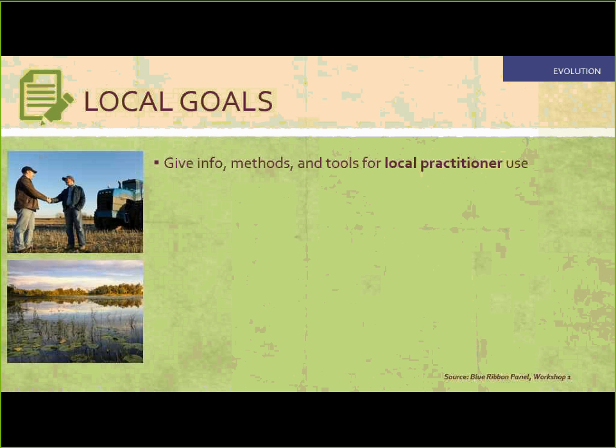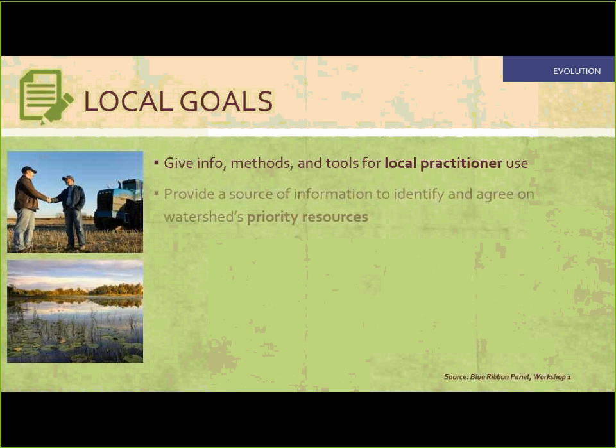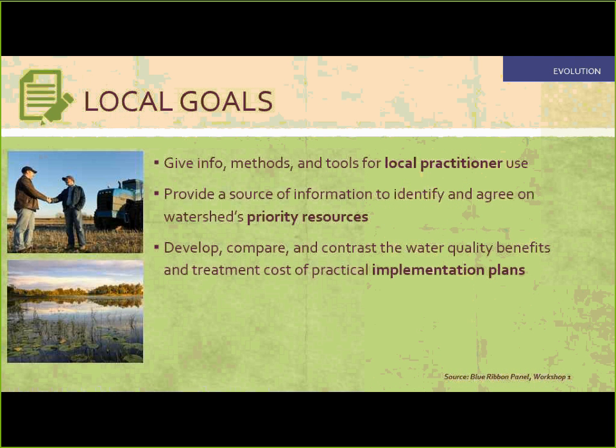So the first goal, of course, that we got from this Blue Ribbon Panel is they wanted information. And they wanted information that local practitioners can use. They wanted to provide a source of information to identify and agree on priority resources in their area that they're working. And then again, it goes back to implementation. Everything we're doing is trying to get to their work plan to implement projects.